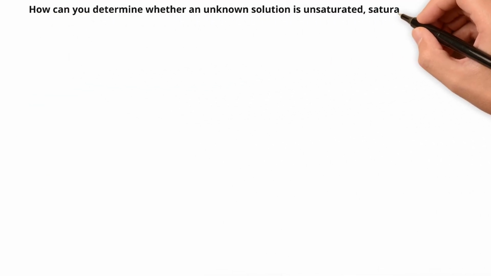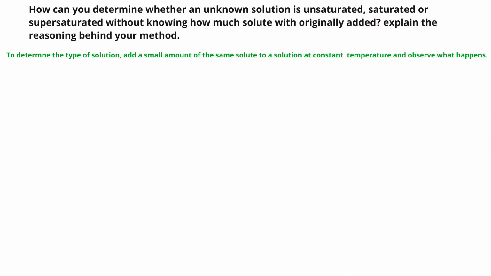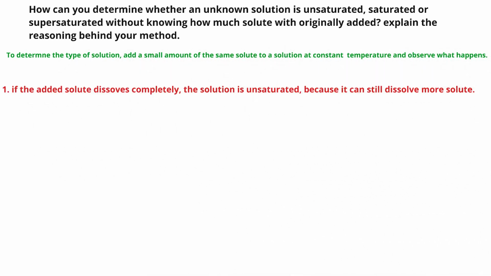Now, how can we determine whether an unknown solution is unsaturated, saturated, or supersaturated without knowing how much salt was originally added? Explain the reasoning behind your method. To determine the type of a solution, add a small amount of the same solute to the solution at a constant temperature and observe what happens.